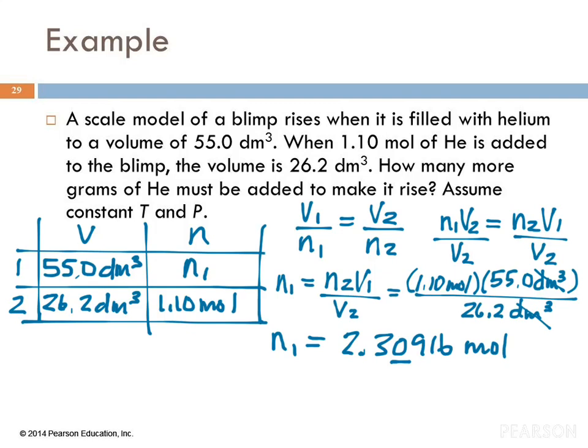So they're asking, we've got this blimp, we put 1.1 moles in, how many more in grams do we have to add until it gets to the right volume? So here is the final number of moles. So from this and this number, we could figure out how many moles we need to add, right? We'll figure out the moles we need to add, and then we can convert that to grams.